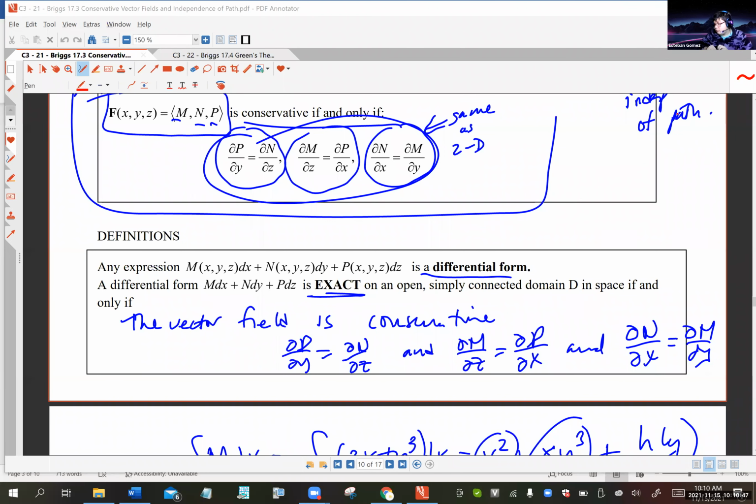Welcome to another fabulous day in Math 252, Calculus 3. We're going to be wrapping up conservative vector fields and independence of path today, and then we'll start Green's theorem.